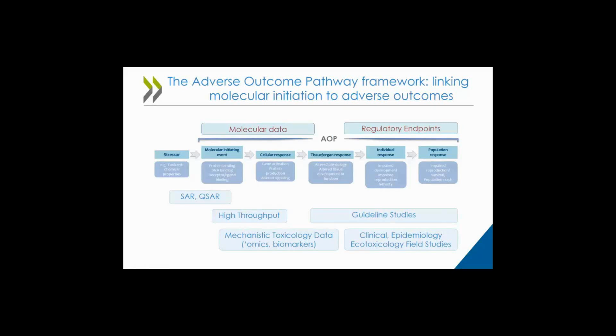The ultimate goal of this framework is to be able to link the upstream molecular information to the downstream effects well enough that the latter can be accurately predicted from the former.